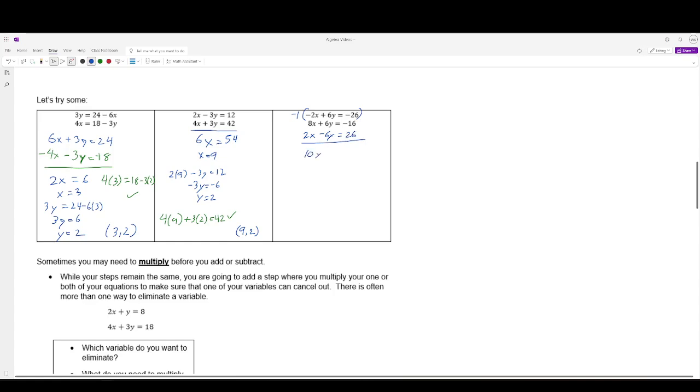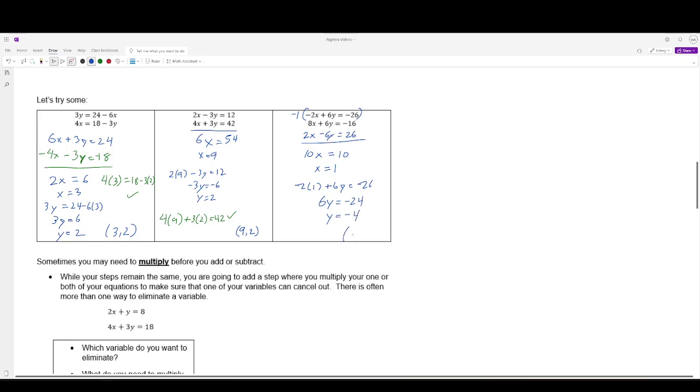So we get 10x is equal to negative 16 plus 26, 10. X is equal to 1. And then plug that back into one of the equations. We'll go with the first one. So negative 2 times 1 plus 6y equals negative 26. This is negative 2, so we'll add 2 to both sides. We get 6y is equal to negative 24, meaning y is equal to negative 4.